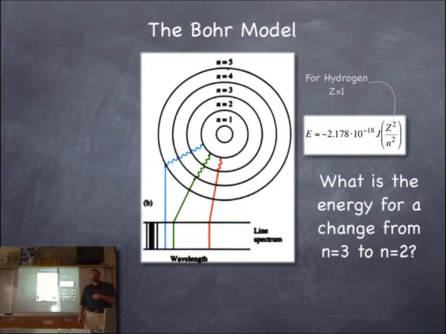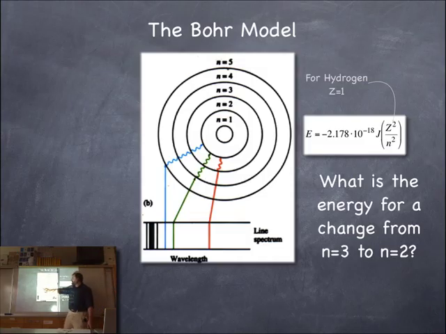Here's what I'd like you to do. I would like you to calculate the difference in energy to go from n equals 3 down to n equals 2, for hydrogen. We're going to stick with hydrogen right now because this equation only really works for hydrogen.